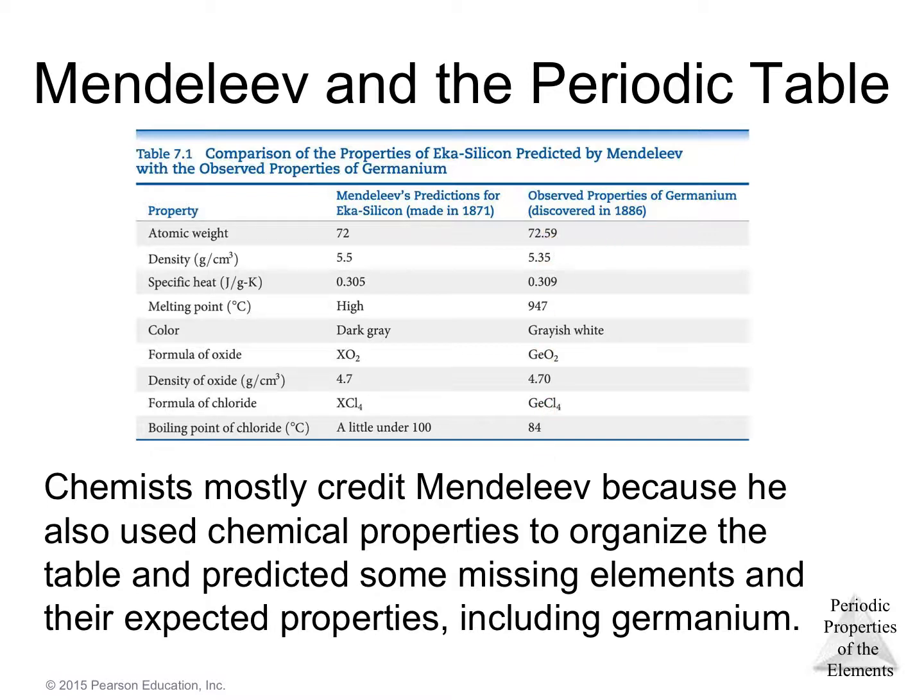And if you look through this list, many of these things line up very closely. The atomic weight's close, the density's close. As you go down the list, his predictions, based on his periodic table, are very close to the actual properties of that element. This gave an incredible amount of credibility to Mendeleev.